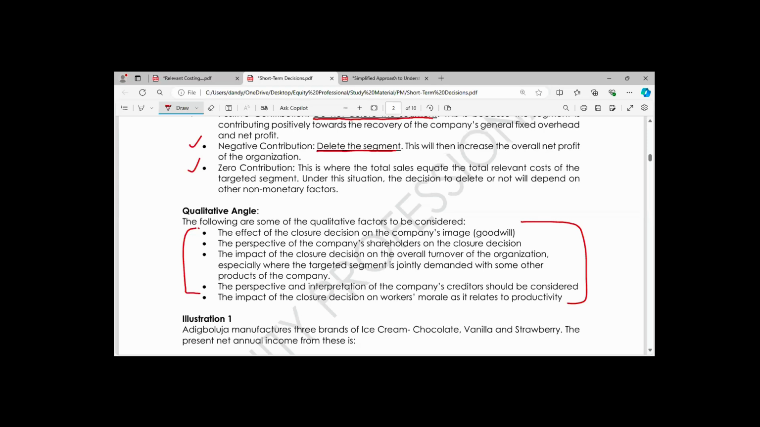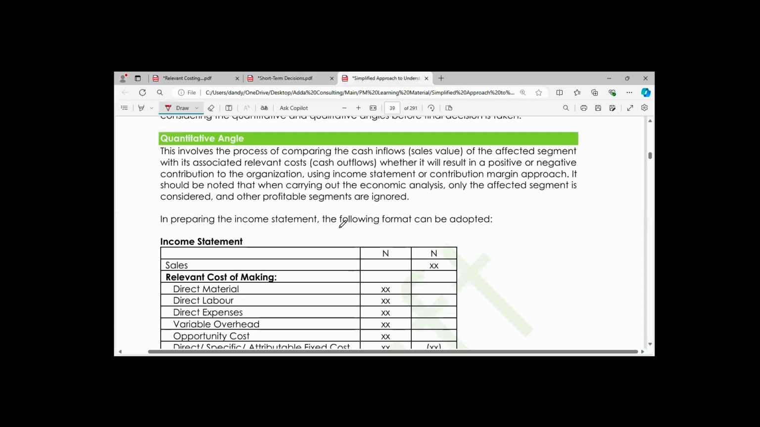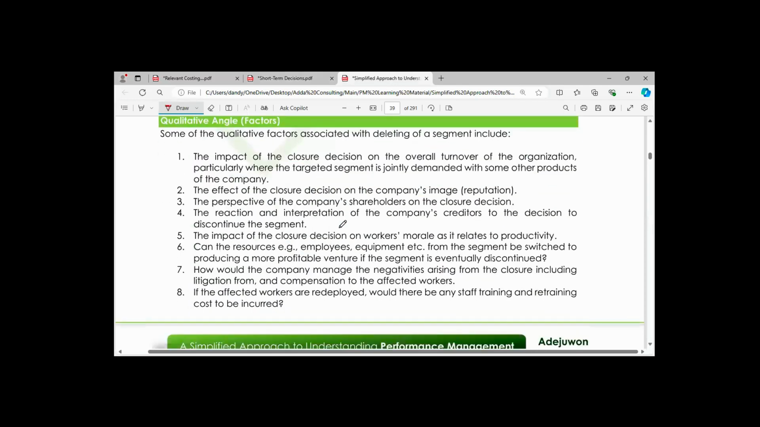So you can say Amount PLC should consider the impact of the closure decision on the company's reputation. Okay, so you have just linking with the question. Okay, don't make it too generic. So let's talk about the qualitative factors to be considered.